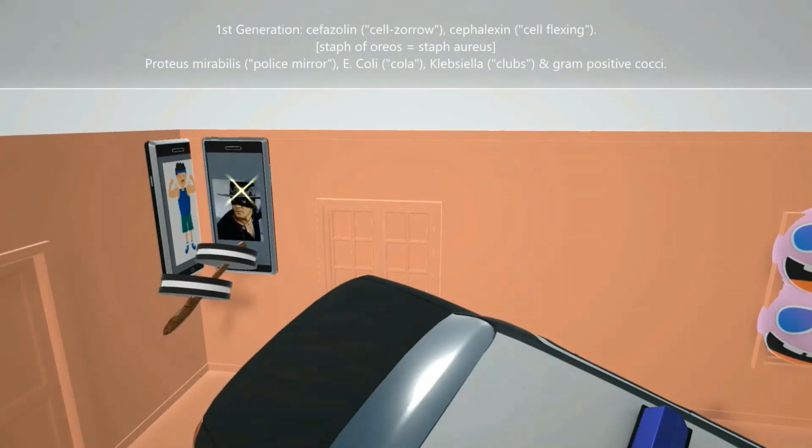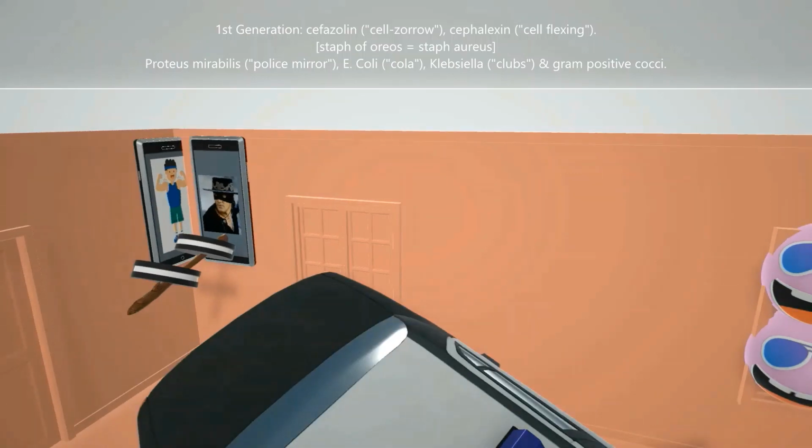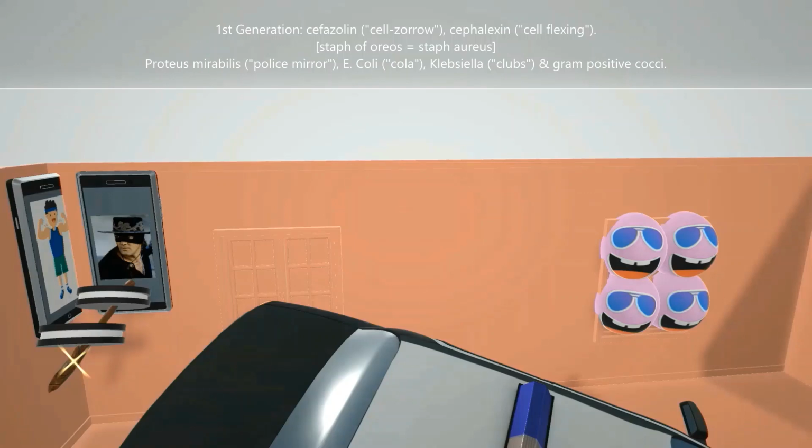One has a picture of Zorro, and one has a picture of a guy flexing. Cell phone Zorro is going to remind us of cefazolin, which is a first generation cephalosporin injection, and the guy flexing is going to remind us of the cell phone flexing for cephalexin, also known as Keflex under its trade name, which is oral. You might have noticed this staff of Oreos over here. The staff of Oreos is going to remind us of Staph aureus. Cefazolin specifically is used prior to surgery to prevent Staph aureus wound infections.